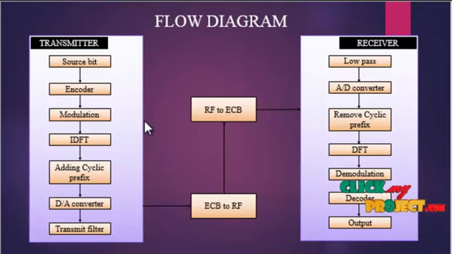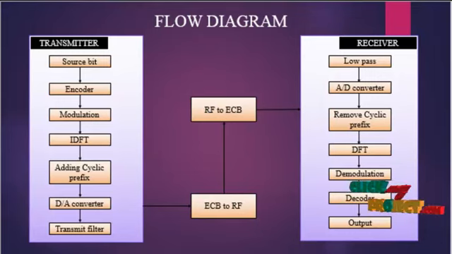QAM is both an analog and digital modulation scheme. It conveys two analog messages or two digital bit streams by changing the amplitude of two carrier waves, using the amplitude shift keying digital modulation scheme or amplitude modulation scheme. Then the modulated symbols are given to an IDFT. Before that, we are inserting a pilot value.